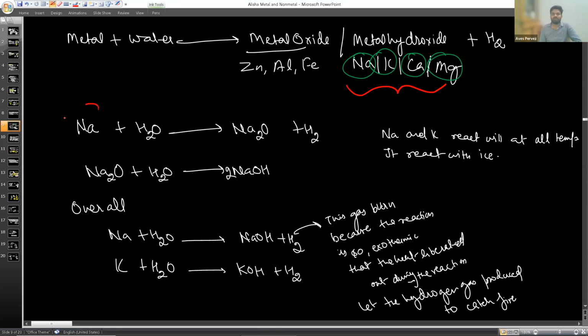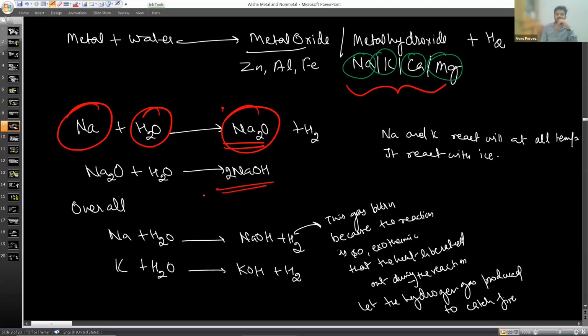Okay. So what I'm saying here is that this is sodium metal. When it reacts with water, initially it will give you sodium oxide, like the other metals. Zinc reacts with water to give zinc oxide. First, initially, it will give you this. But when this sodium oxide forms in the beaker, there is still water in the beaker, not 100% of the water is used. So this sodium oxide will further react with the water and form sodium hydroxide.